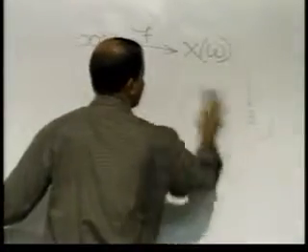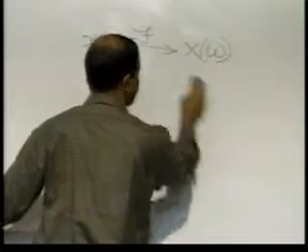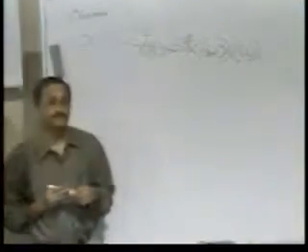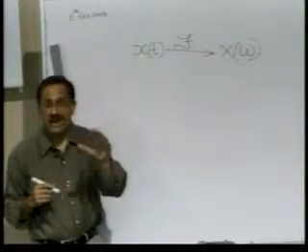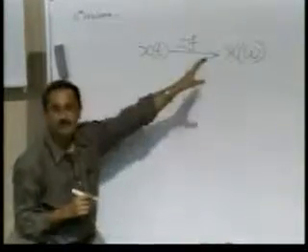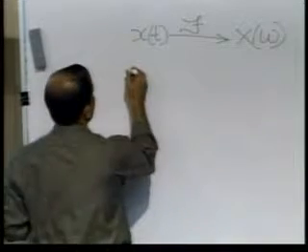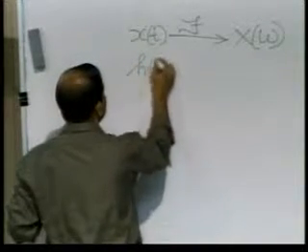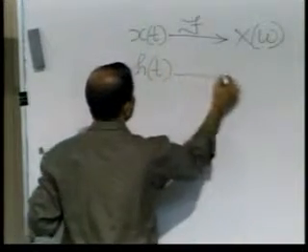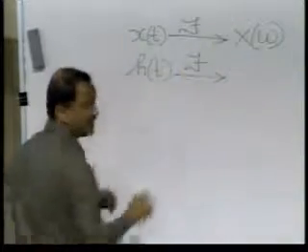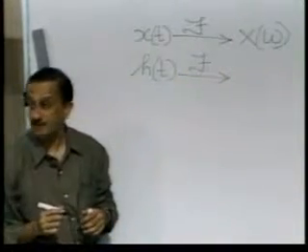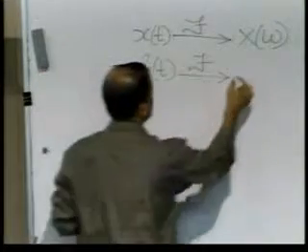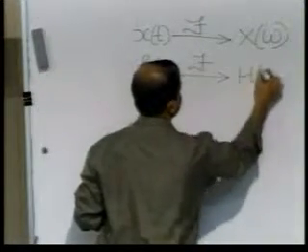And we shall make another statement about consequence. You see, x(t) has the Fourier transform capital X of omega. The impulse response h(t) has the Fourier transform, if you look at it, H of omega is the Fourier transform of h(t), right? H of omega.